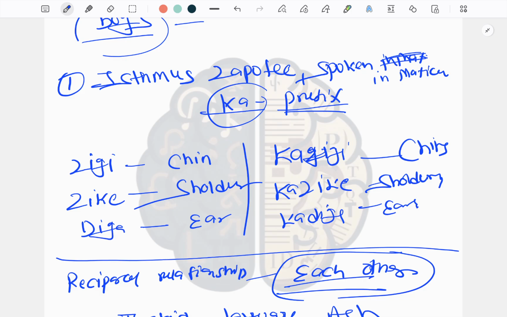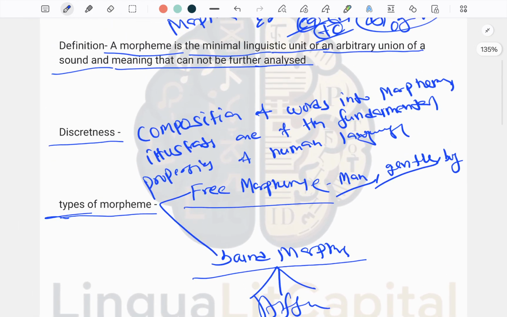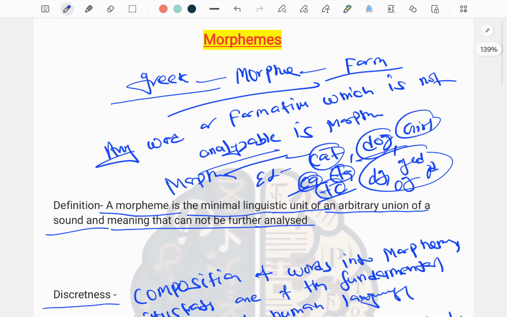In the same way, there are so many regions in this world, and their rules for adding prefixes and suffixes are different. I hope this lecture will help you understand morphemes much more deeply.